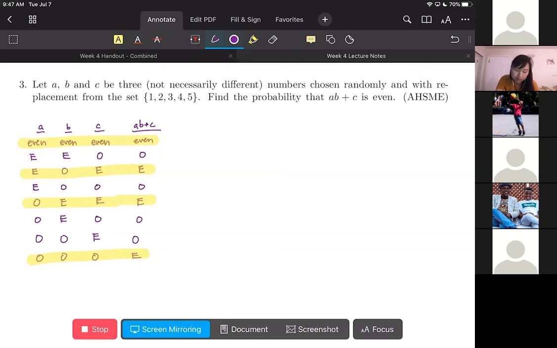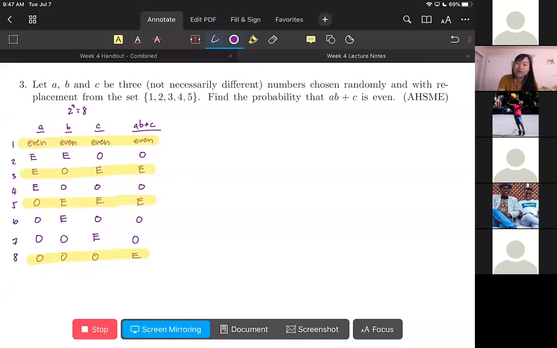One quick way you guys could check, for example, is you can think about, okay, there are 3 variables. Each of them could be even or odd. How many total ways are there? There's 2 to the 3, which is 8. And then we can count, we have 8 cases here, as long as these 8 cases are all different.